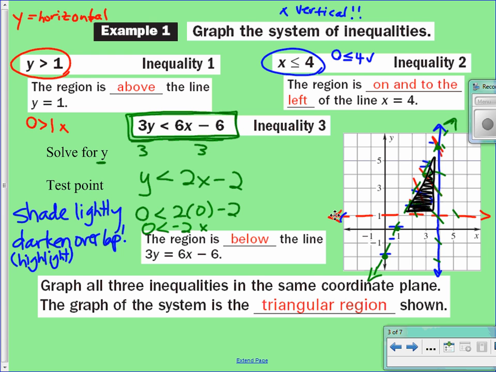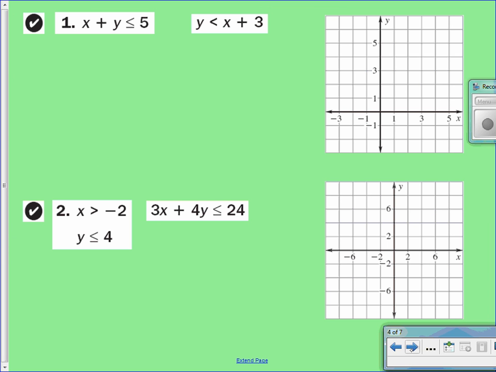You can do this a lot better with your pencil. I'll show you another way. But now you have the solution to the system. Anything in this black triangle here is going to work for all three of those inequalities. So let's test it out. We're going to do both of these in the graph.